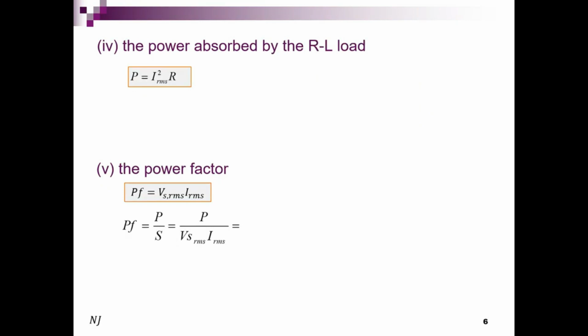Okay, after you got the answer for the RMS current, only then you can calculate the power absorbed by the RL load using this formula. And also the power factor using this formula. But for the power factor here, make sure you are using the voltage source for the VRMS here. Otherwise you will get the wrong answer. I will check the final answer with you later.